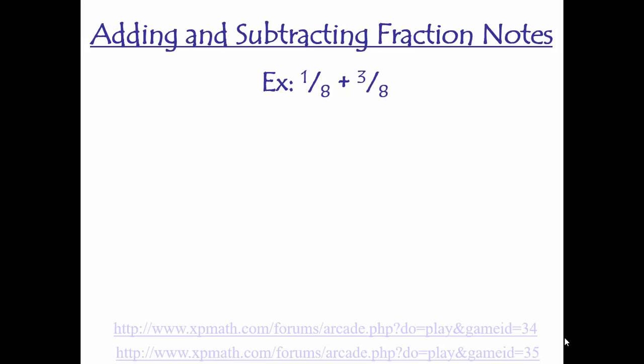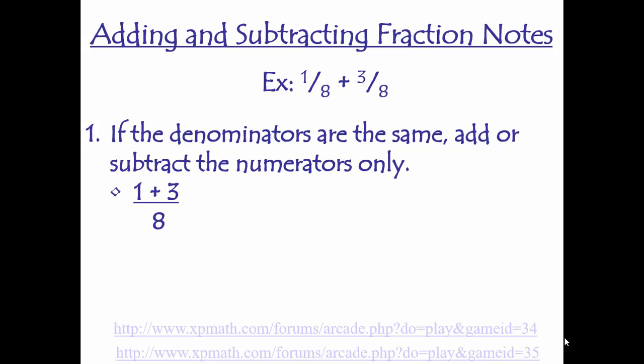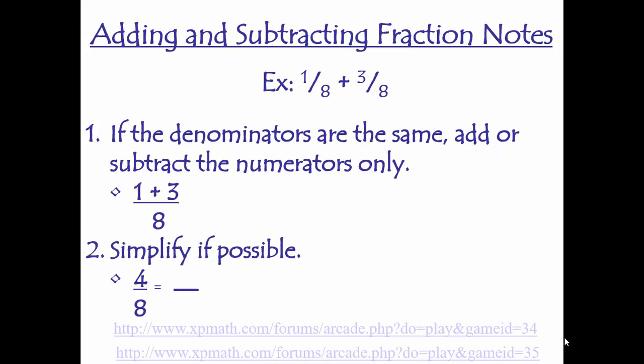Some of the key notes are we want to make sure the denominators, that's a vocabulary word guys, are the same. And in this case the denominator is 8 in both situations, because they are the same. We're going to go ahead and add across. So in this particular situation we have 1 plus 3 over 8, which would give us a total of 4/8.